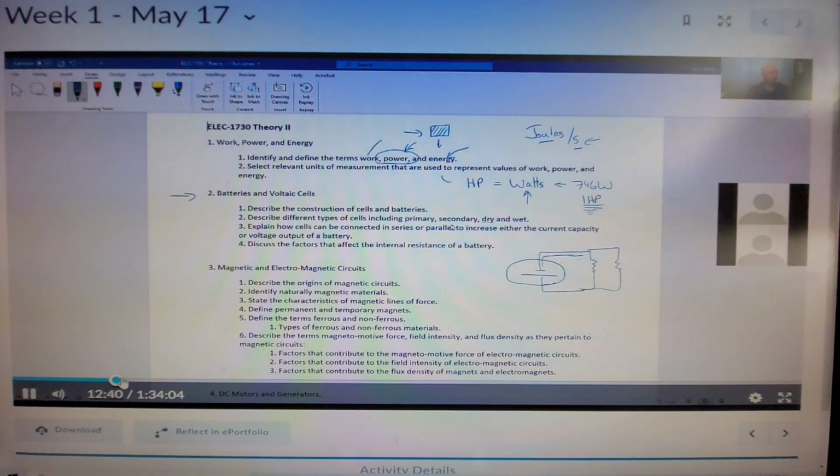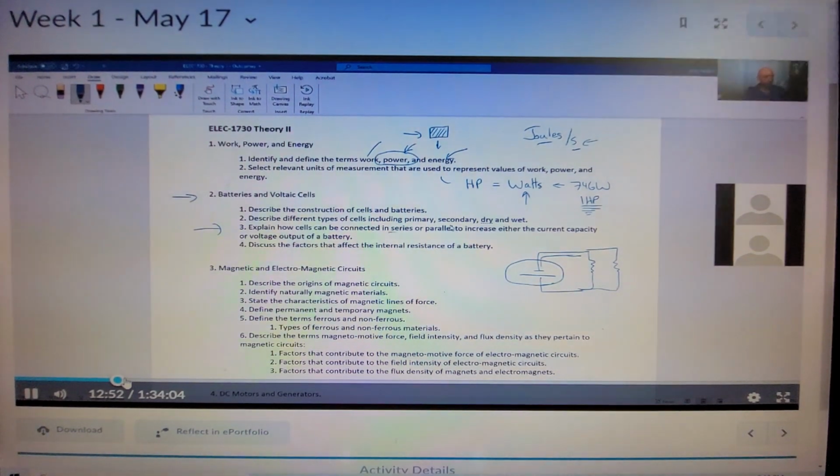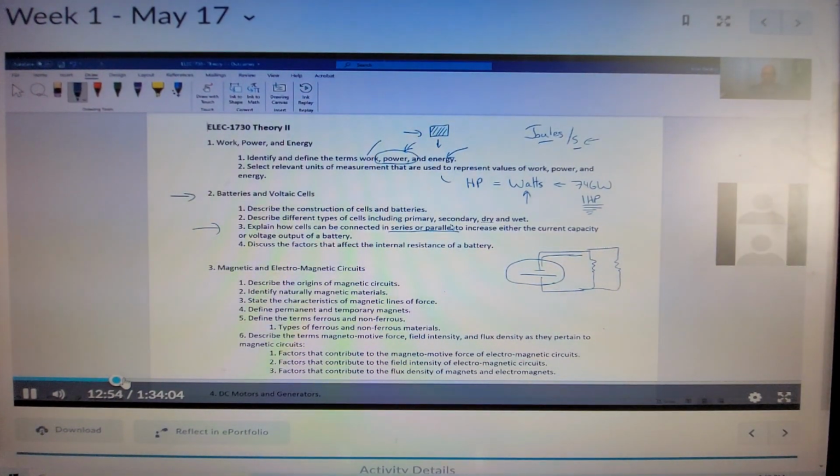Again, chat works good. So we'll talk about different cells, the construction of cells. Okay, we'll do all this today. Again, connecting them in series and parallel, and the reason why I mentioned your DC and your series and parallel circuits, we're going to connect some of these cells in certain configurations to get different voltages and currents.